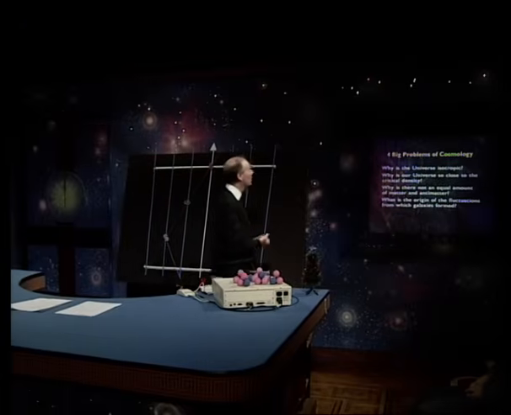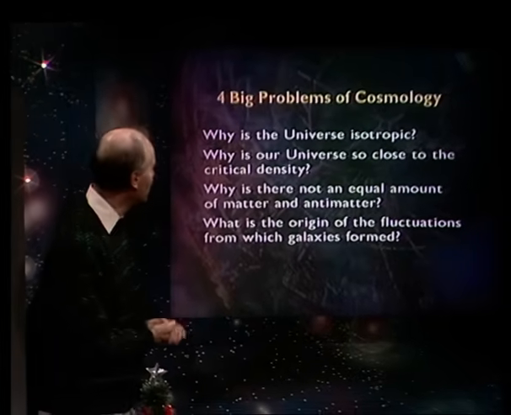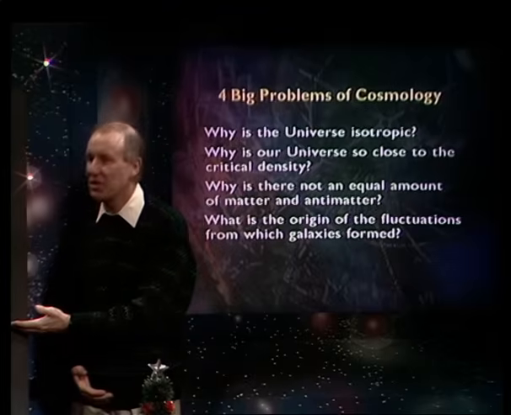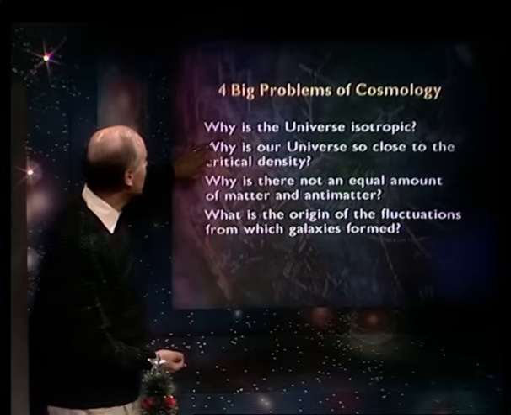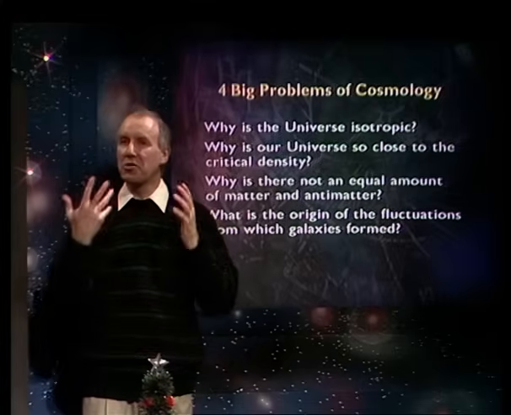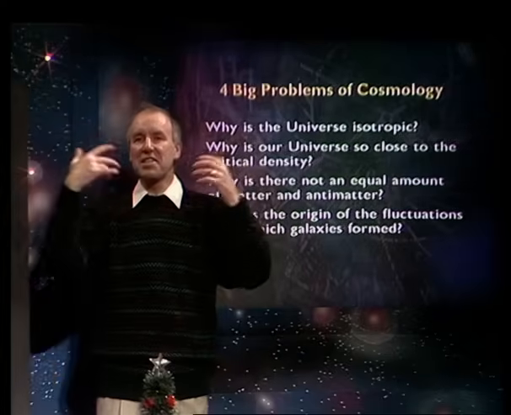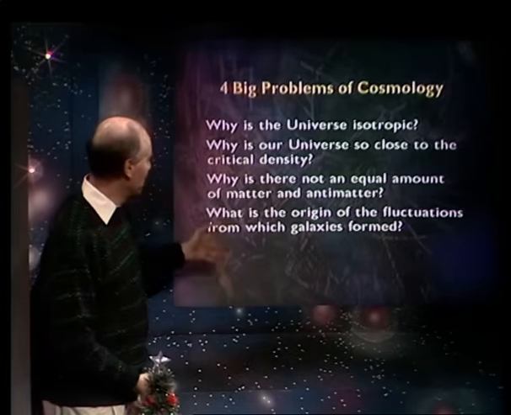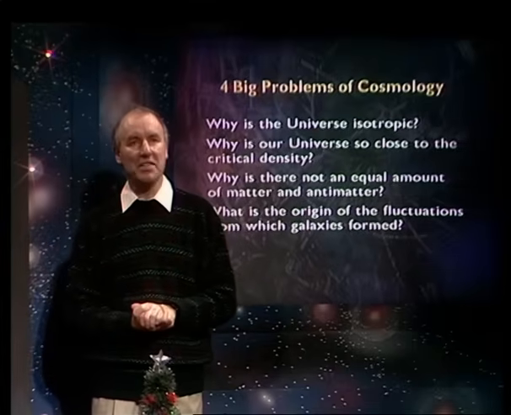These are then the four great problems, and I've summarized them here on this chart. The four big problems of cosmology are, first of all, why is our universe so isotropic, as we've demonstrated here by this beautiful space-time diagram? Secondly, why is our universe so close to the critical density now? Thirdly, why is there this slight asymmetry between matter and antimatter in the early universe? And fourth, where are these fluctuations from which the galaxies formed?